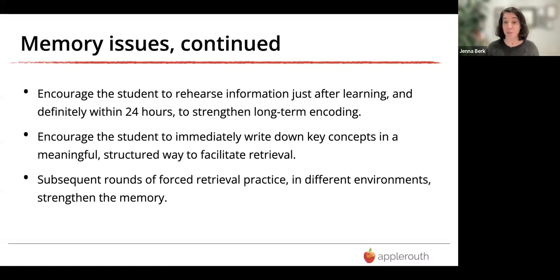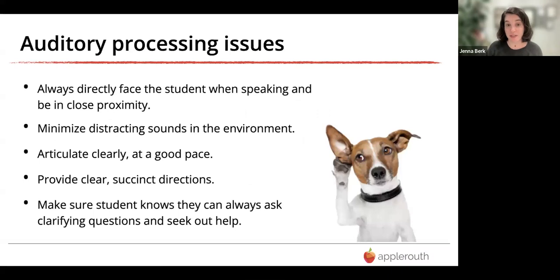So if you're studying in your bedroom, make sure somebody quizzes you in the kitchen, because you don't want to find out that everything's encoded in the bedroom and then I go to school and it all goes away. So make sure that you are trying to remember that information in different environments.